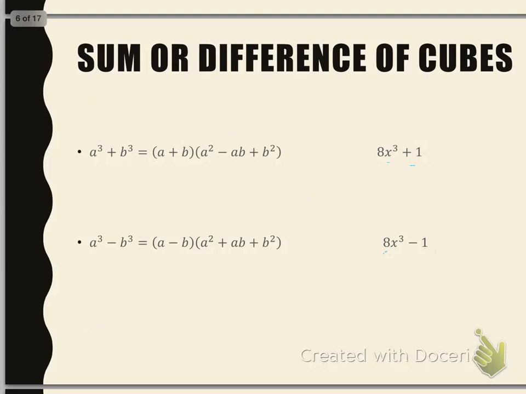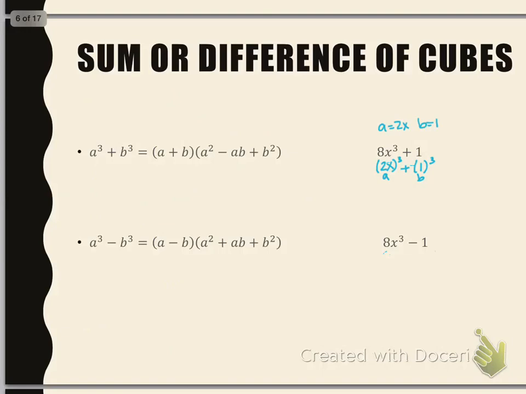So if I zoom in here, what number, if I multiply it by itself 3 times or cube it, gets me 8? Well, 1 times 1 times 1 gets me 1. 2 times 2 times 2, that one gets me 8. So I'm going to rewrite it, 2x, and my cubed on the outside. What number times itself gets me 1 when I cube it? Well, that one's easy, 1 times 1 times 1. So I'm going to rewrite this with a cubed on the outside. So this is my a, this is my b. A equals 2x, b equals 1.